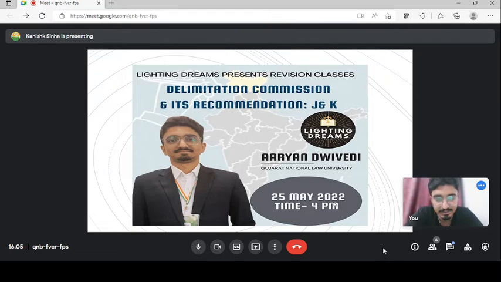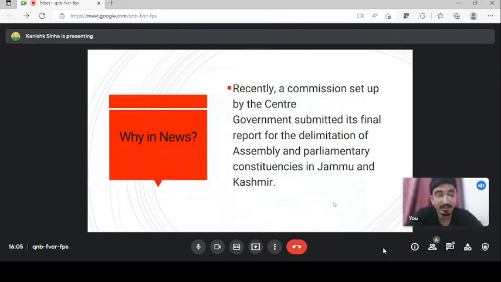So next, let's start with the first slide and understand why the Delimitation Commission is in use. This is a theoretical topic. There is not much to make you understand, but we will be discussing all the things that are important for your CLAT examination, what all points you should know when this passage comes in your CLAT examination.